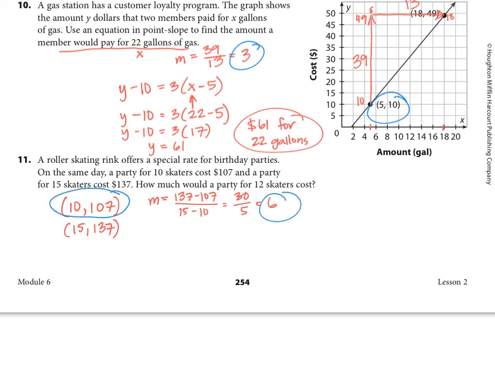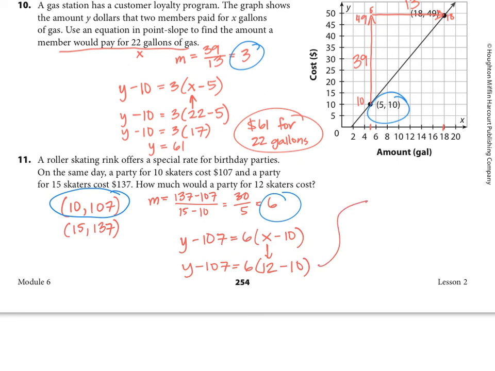Let's use the one with the smaller numbers. And then I'm going to write my point slope form: y minus 107 equals 6 times x minus 10. And I want to know how much a party would cost for 12 skaters. Skaters is represented by the x variable, so I'm going to replace the x by 12 and copy everything else. y minus 107 equals 6 times 12 minus 10.